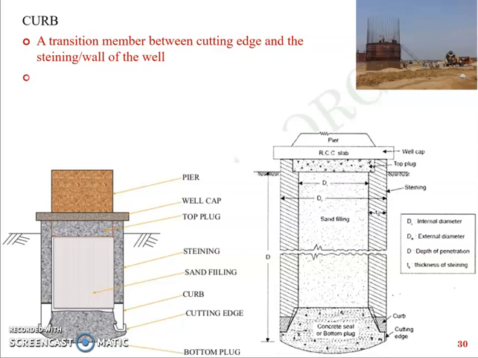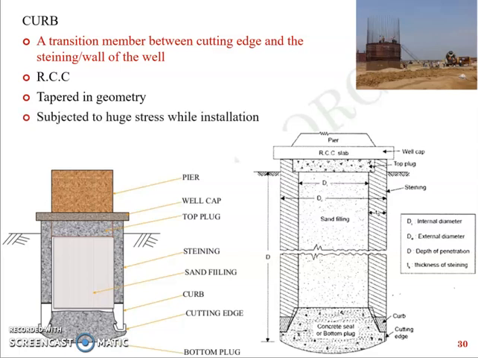It is usually an RCC body and has a tapered geometry, as you can see in the picture. And during installation, it's subjected to huge stress. Of course, we can imagine now the diameter of this well foundation. You may get a flavor of the dimension from this photograph. It can be around 5 meters in diameter. It can go up to 15 meters in diameter, depending on the load that you're about to transfer. So it's a huge structure.